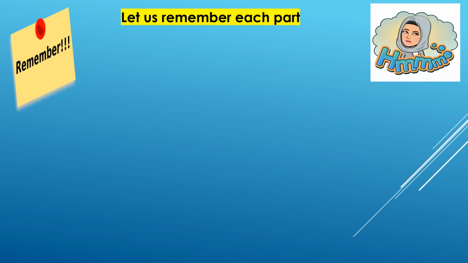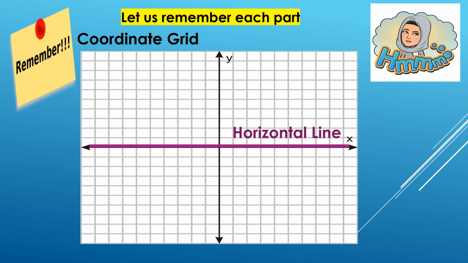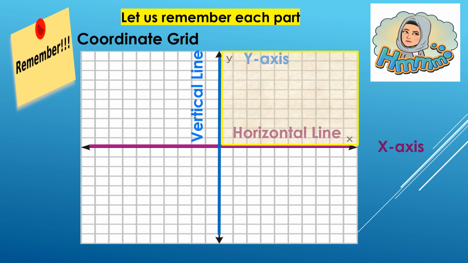Now let's remember each part again. What do we call this picture or this figure? Excellent. This is the coordinate grid. Now what do I call the horizontal line? Perfect. It's the x-axis. And what do we call the vertical line? Perfect. It's the y-axis. Now for this lesson, I will focus on studying this part of the coordinate grid, which is the upper right part.